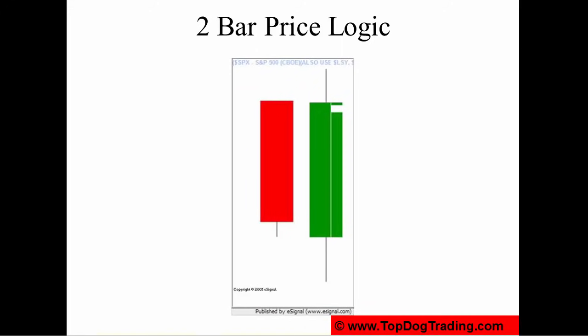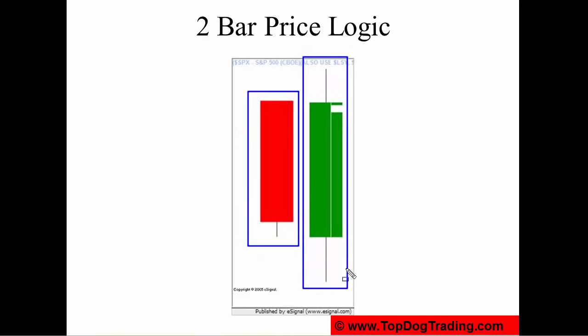Now, two-bar logic, we move on to the next phase. So now we're looking at two bars, and just these two bars in relation to each other. So we have a bearish bar here, followed by a bullish bar. And basically, this bar is negating the bar before it. And that's the key issue here.